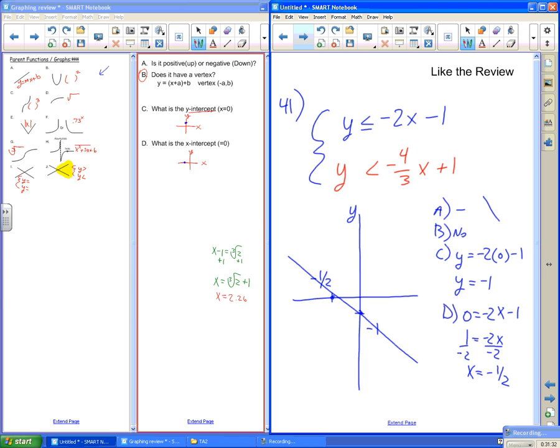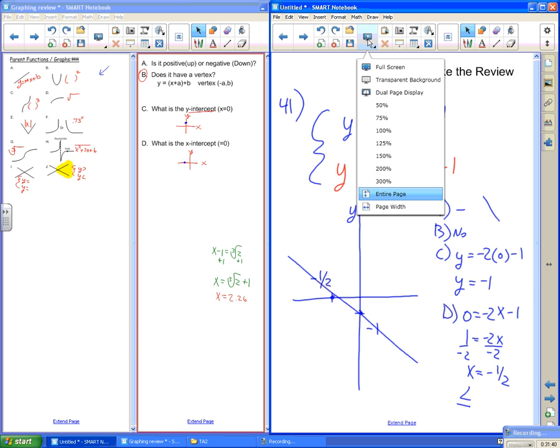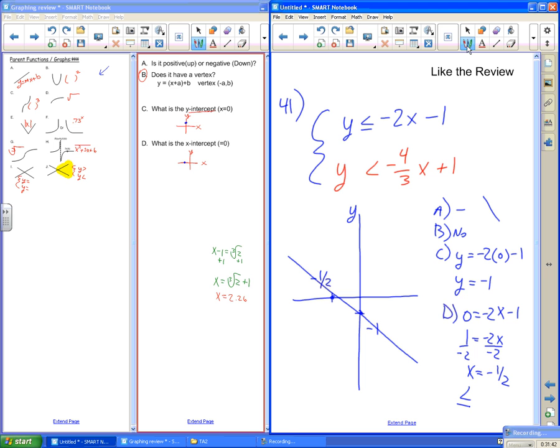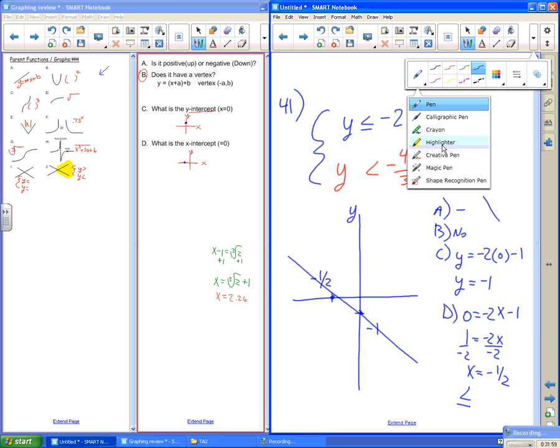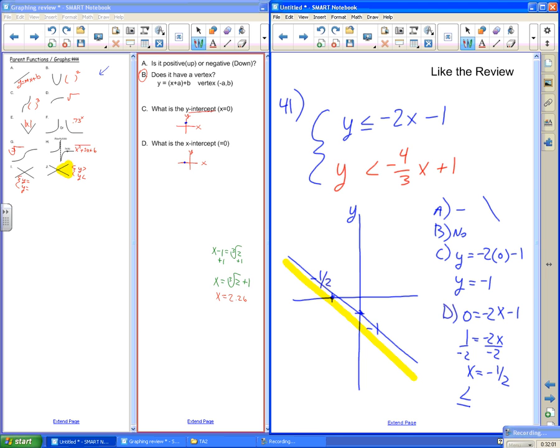Now this one says less than or equal to. So I shade below. Okay? So you get out your pen or your pencil or something. And where are my pen options? Come on. There they go. It usually gives you options. There we go. So I want a highlighter. So I'm going to shade down here.